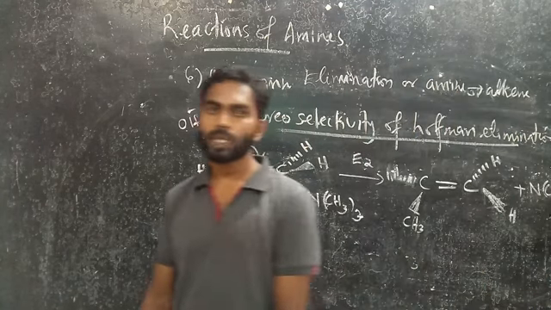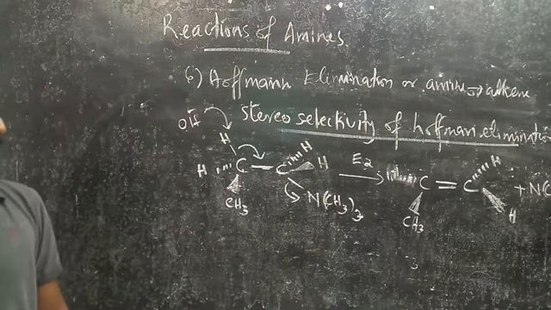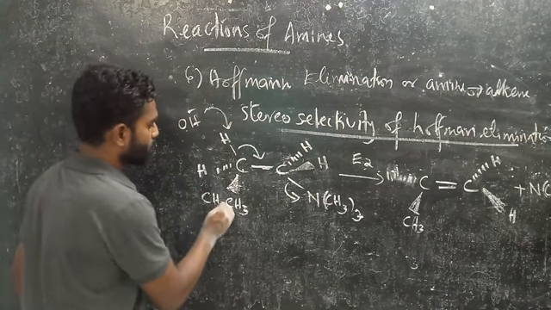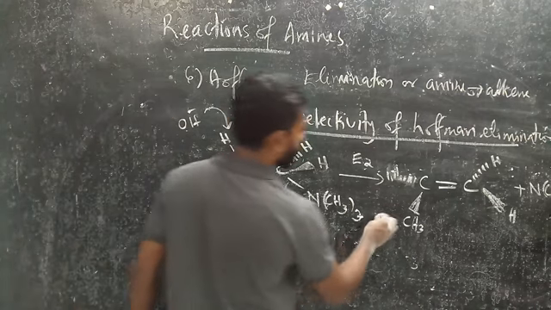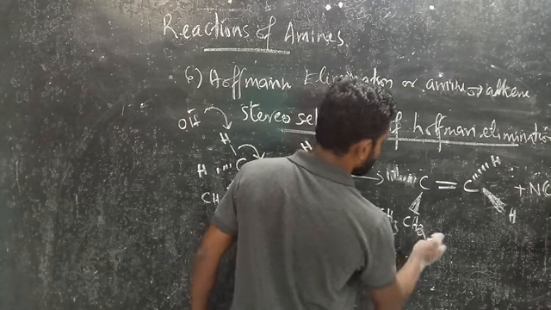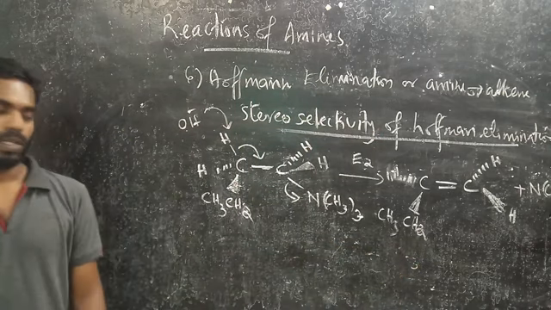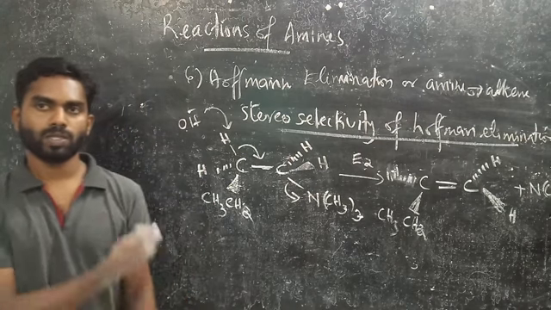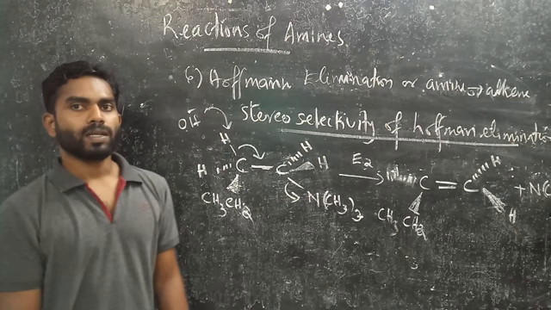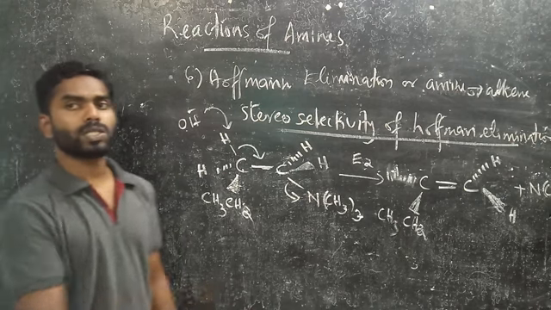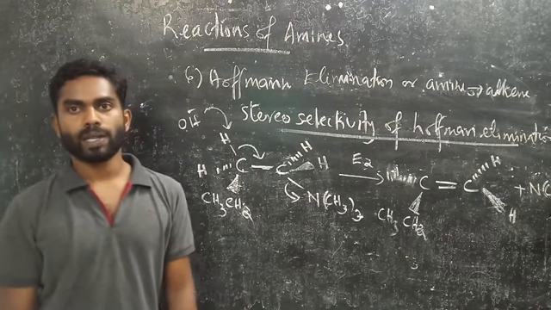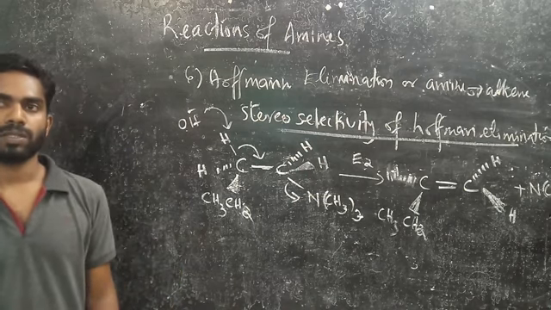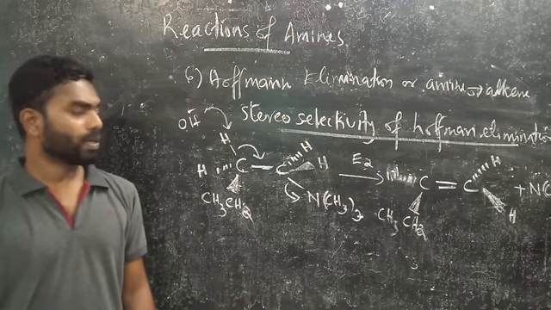If it is but-1-ene, the latter one is prop-1-ene. This is but-1-ene. Then next, this is the anti stereoselectivity of Hofmann elimination.